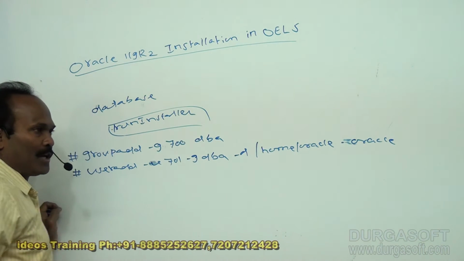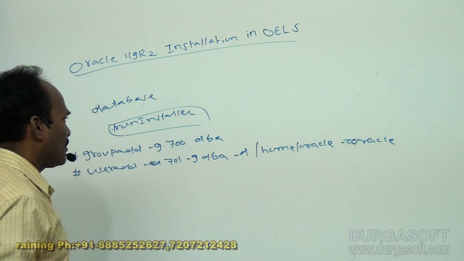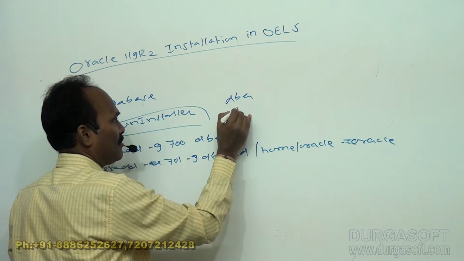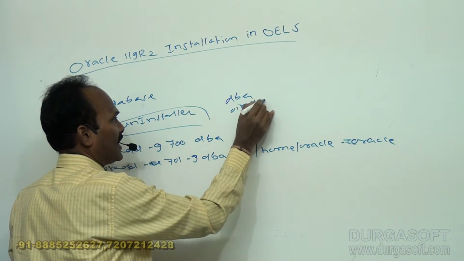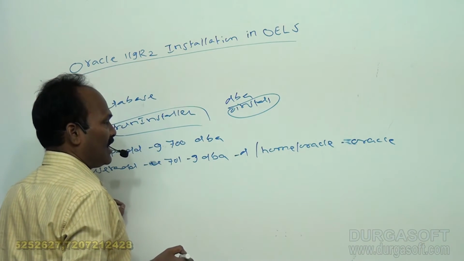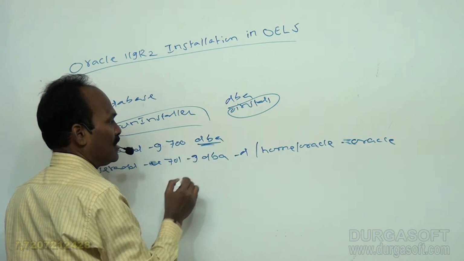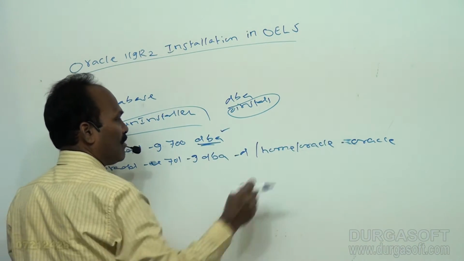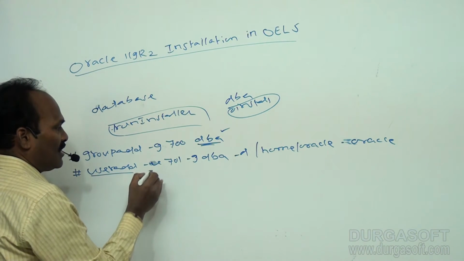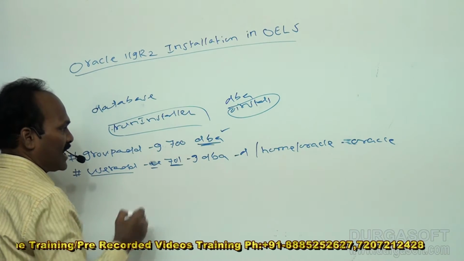As per the OFA, Oracle Flexible Architecture, Oracle documentation, we have to create two groups. One is DBA and another one is OInstall group. I am not creating the OInstall group, it is not mandatory. In my video session I am creating the DBA group, and under the DBA group I am keeping the Oracle user. This useradd command is going to create a new user, and for this user a user ID 701 is added.